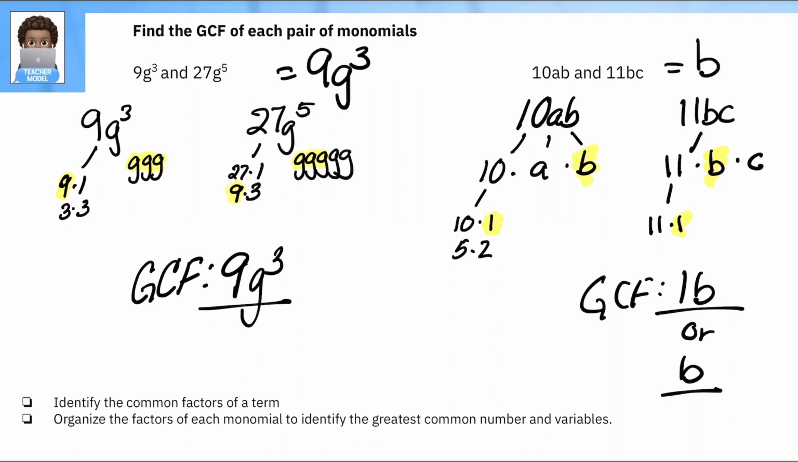All right, that's it for today's lesson. Remember, the big key for this one is to identify the greatest common factor of the entire monomial, of the number as well as any variables, and it has to be the greatest common one so we can fully factorize numbers in the next lesson.